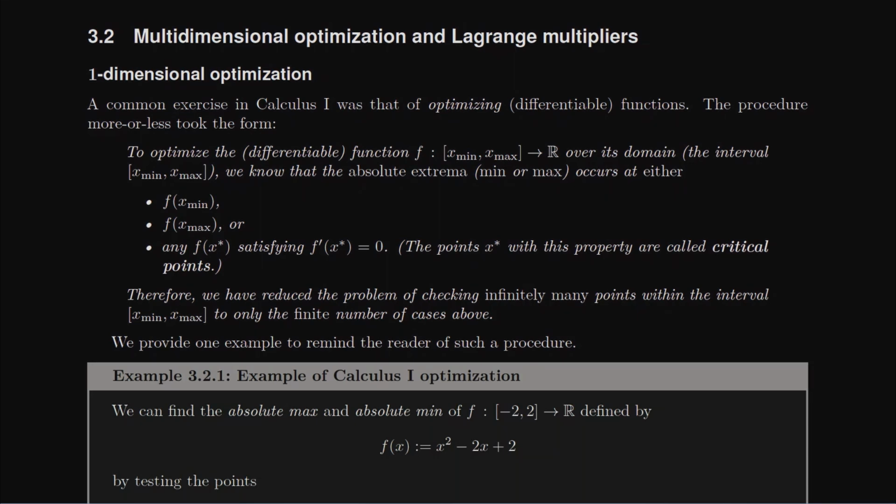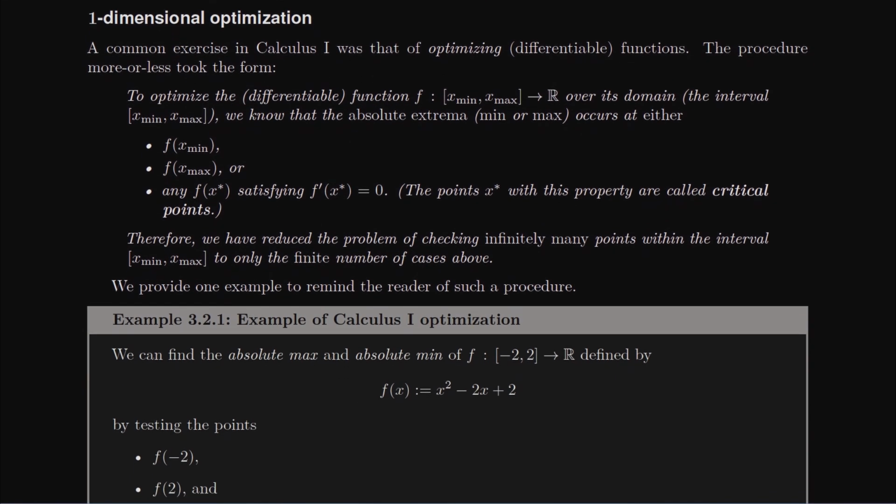Moving on to section 3.2, we're going to be discussing multidimensional optimization, and in particular, the method of Lagrange multipliers is going to be one of our favorite methods to optimize multidimensional functions. This is going to be somewhat similar to the cases of optimization you probably studied in Calculus 1, so I kind of want to remind everyone what that looks like because very analogous operations are performed in higher dimensions. It's just that we have a little bit more to keep track of.